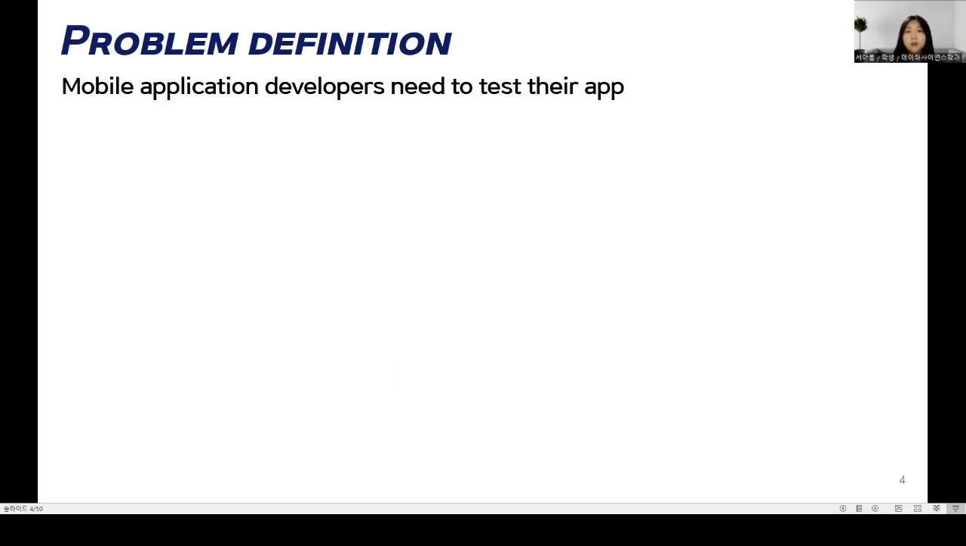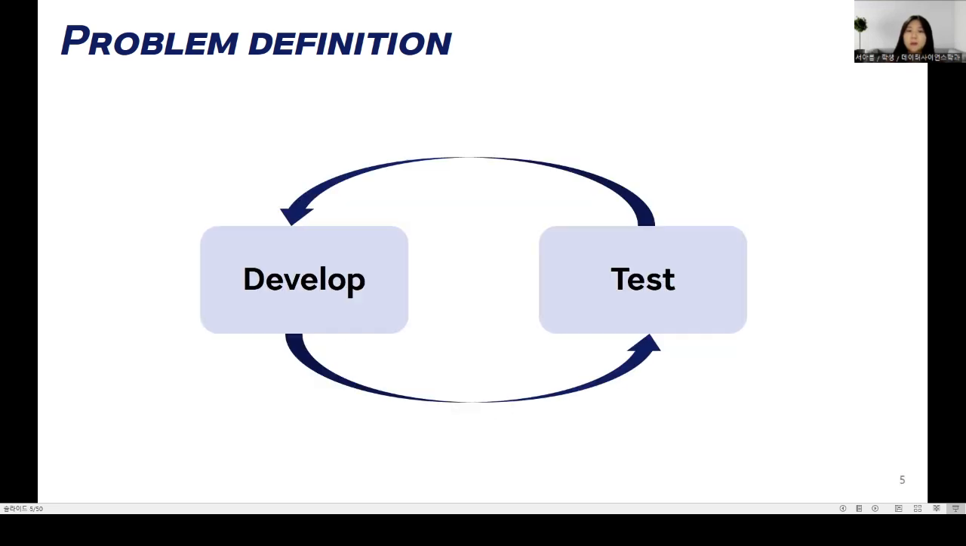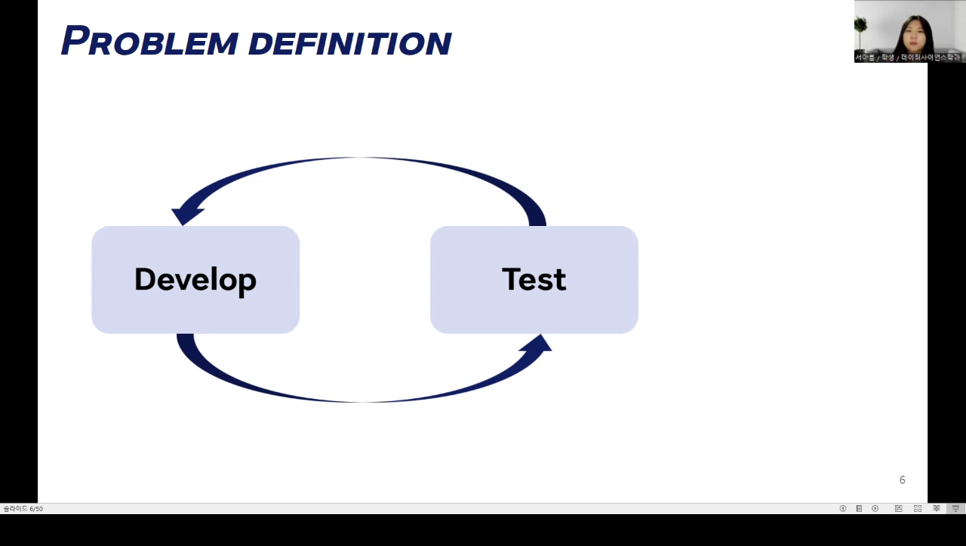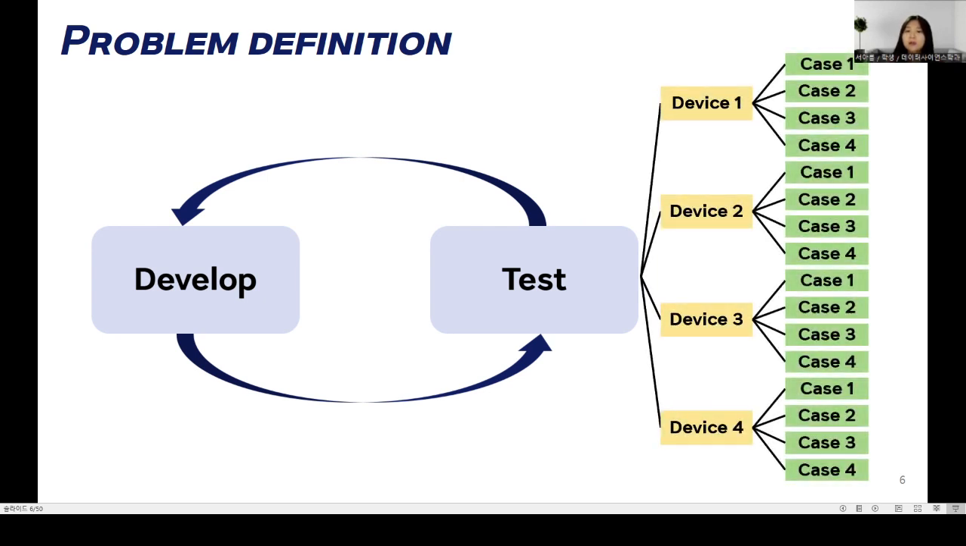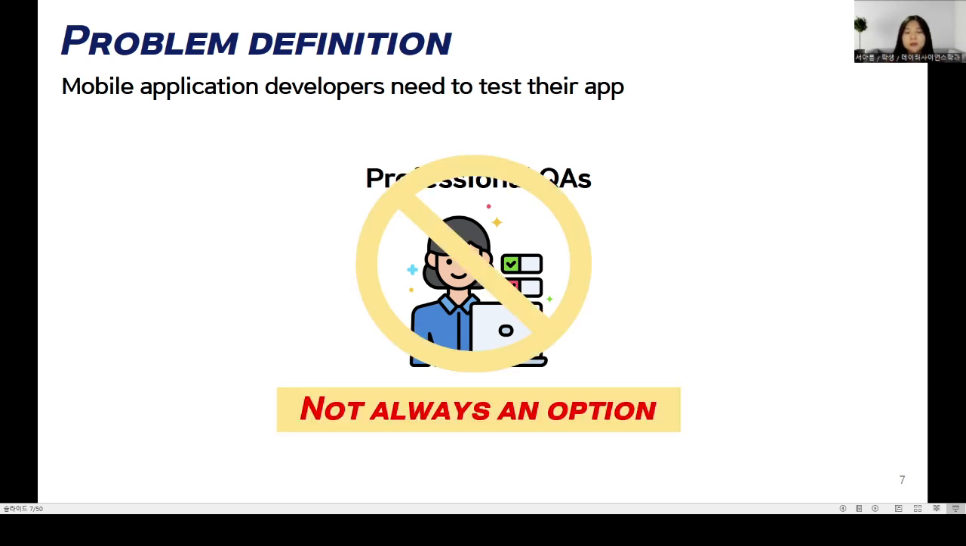More specifically, developers need to test their app. For example, after adding a feature to the app, they may submit their code for peer review. And before that, developers need testing so as not to waste time. But testing is a tedious job because most tests are repetitive, and even these testing loops are repeated for different devices and for different test cases. In general, professional QA engineers can easily do repetitive tests. But it's not always an option for an ad hoc and small-scale testing environment.